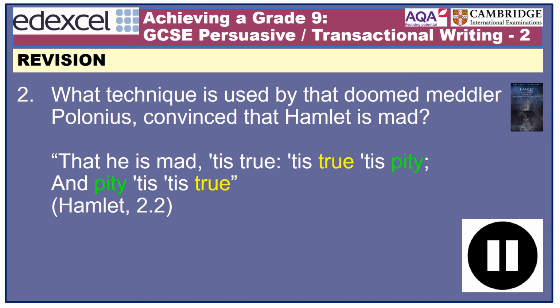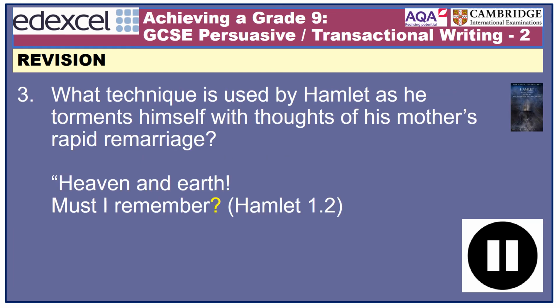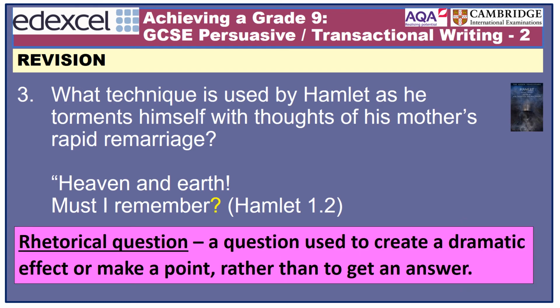Question 2. What technique is used by that doomed meddler Polonius convinced that Hamlet is mad? Press pause to write down your answer. Antimetaboly, as seen in the symmetrical reversal of true and pity. Question 3. What technique is used by Hamlet as he torments himself with thoughts of his mother's rapid remarriage? Press pause to write down your answer. This, of course, is a painful rhetorical question for our tormented hero.